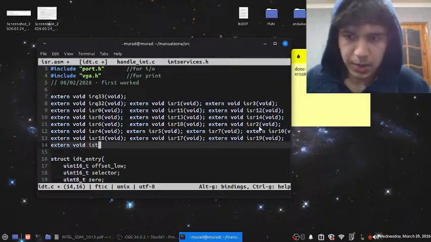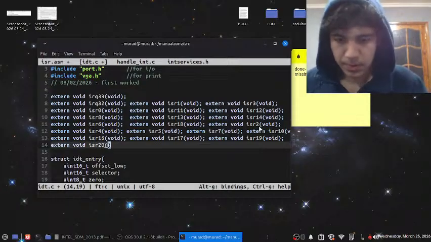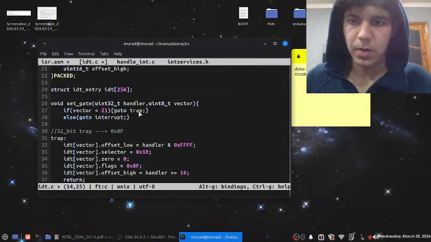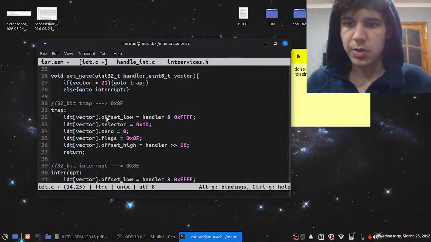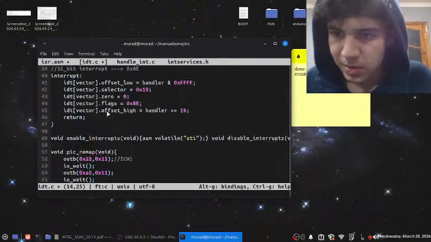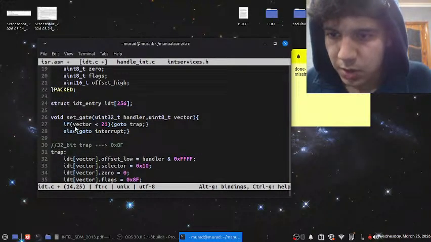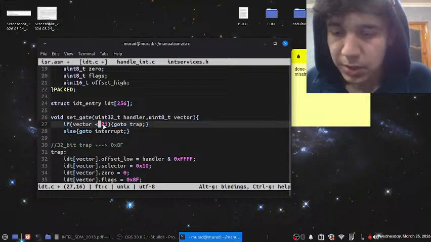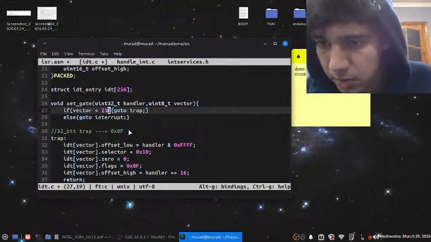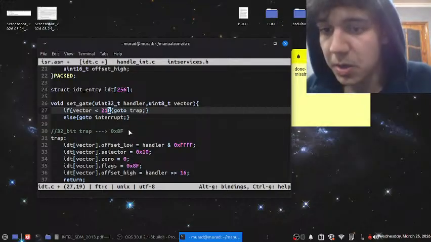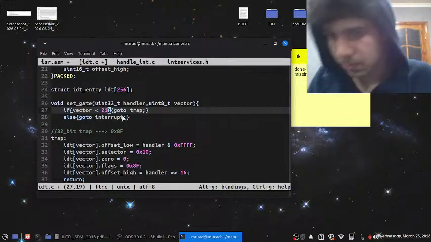void ISR void. And there is a vector here. I did mention here, if a vector number is smaller than 21, it goes through trap, but if it is bigger than that, it will go through interrupt.